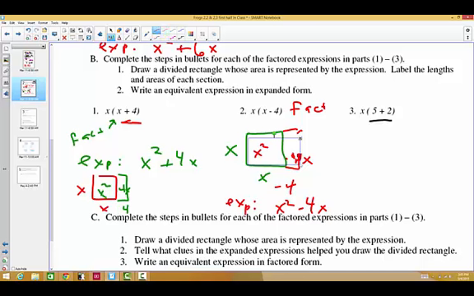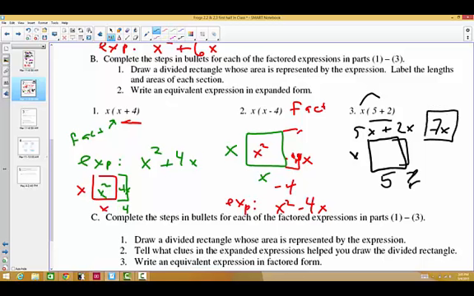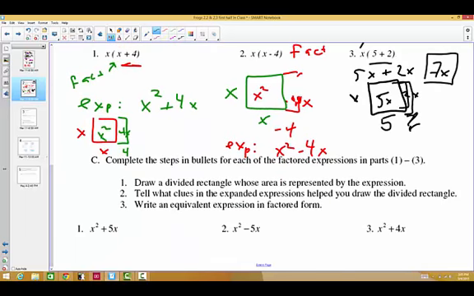Alright, this one's a little bit weird. 5 plus 2 is just 7. So you don't start with an x by x, you start with an x by 5, and then you're adding 2. So this would be 5x plus 2x, and that simplifies to 7x. Your 5x is right here, your 2x is right there. That should be like a perfect box.